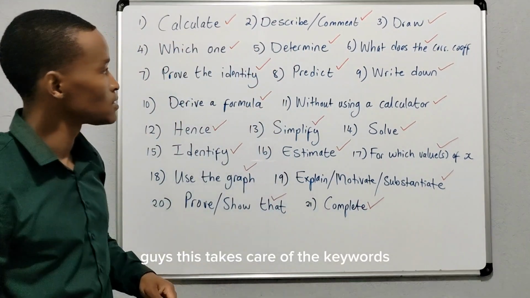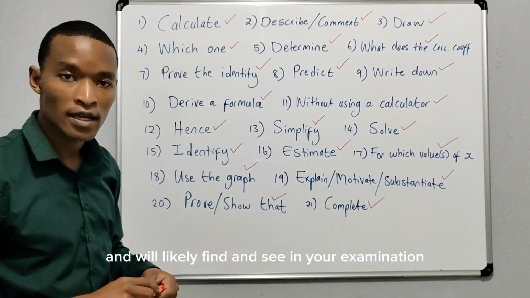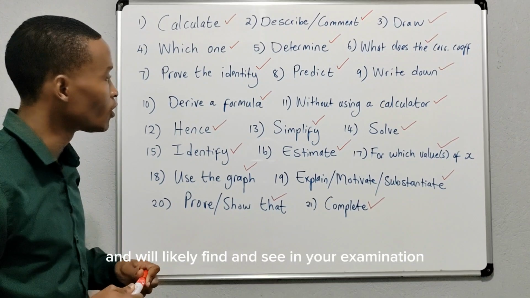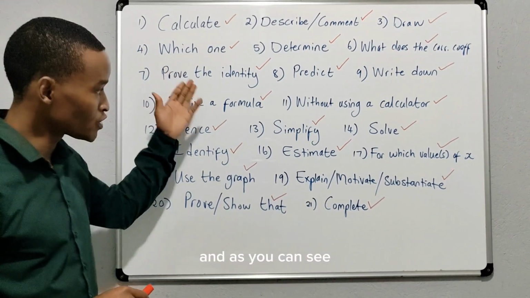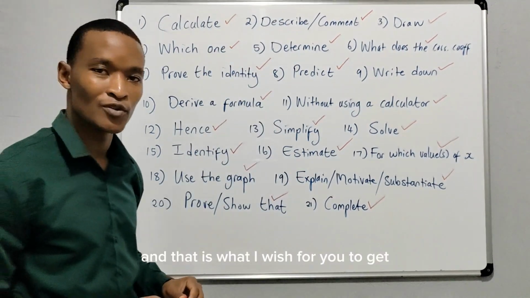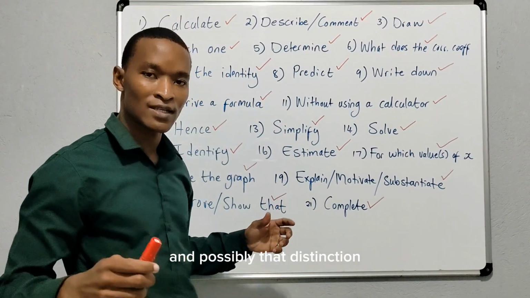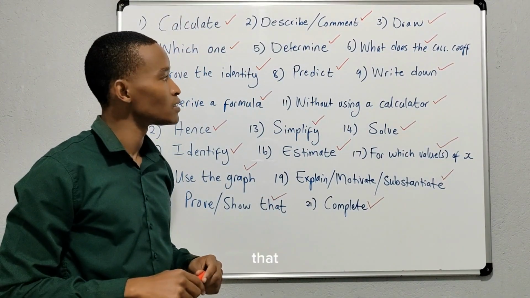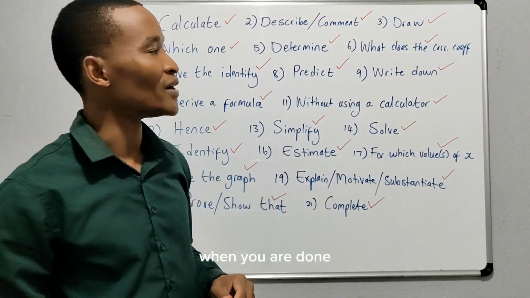Guys, this takes care of the keywords that you may find and will likely find and see in your examination, your paper 2 exam for mathematics. And as you can see, everything here is ticked, and that is what I wish for you, to get as many ticks as possible for paper 2 as well, and possibly that distinction and be that happy student going out of the exam room when you are done.